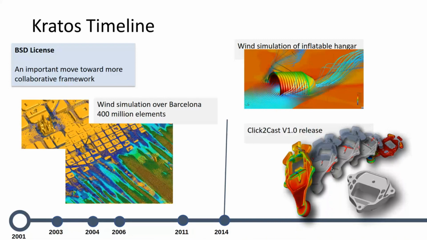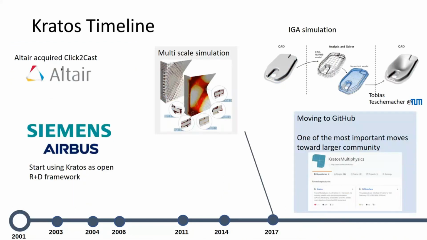It's free, but with this opening of the license, some changes come. For example, this Click2Cast was bought by Altair. So now Altair owns it, since they develop it privately now. Then Siemens and Airbus start using Kratos as a research and development framework. And in 2017, there are many other applications like the multi-scale application and the isogeometric analysis application. Since the team starts growing, with many applications and many things happening, they changed to GitHub.